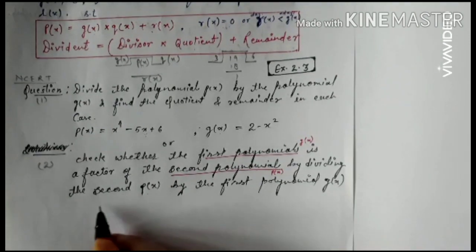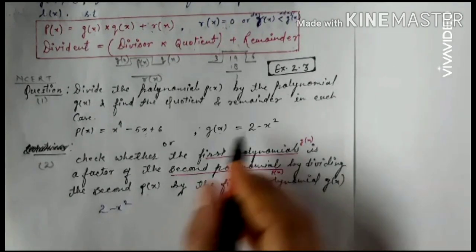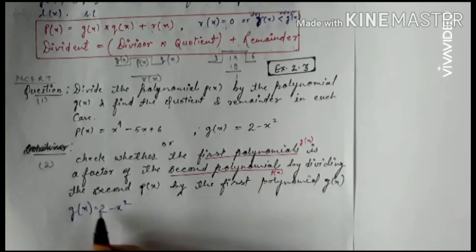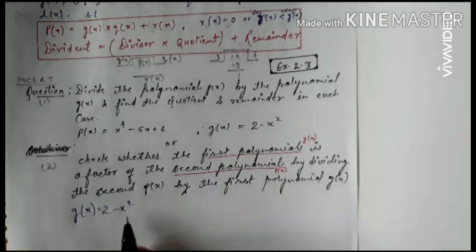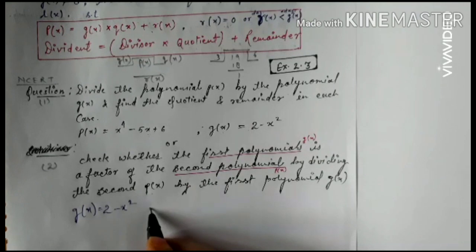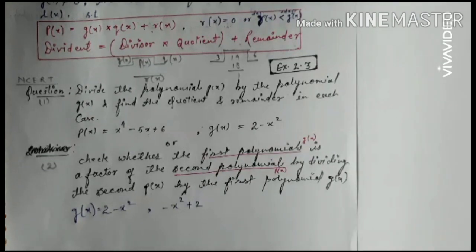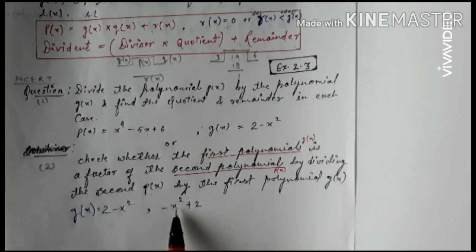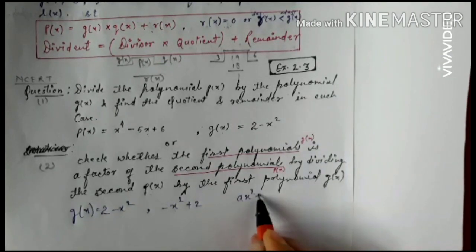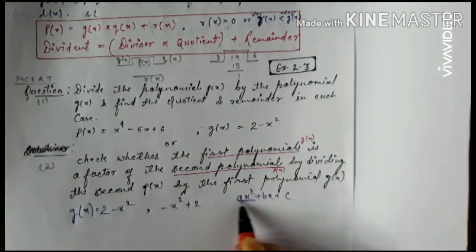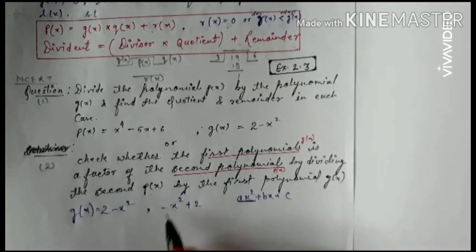Now let's come to do this division. Here you have been given 2 minus x square, that is, g(x) equals 2 minus x square. First, convert this into standard form. The standard form will be this one. x square, this is a quadratic. Why quadratic? Degree is 2. So you will take ax square plus bx plus c, that means the square term comes first, so we have taken this one.